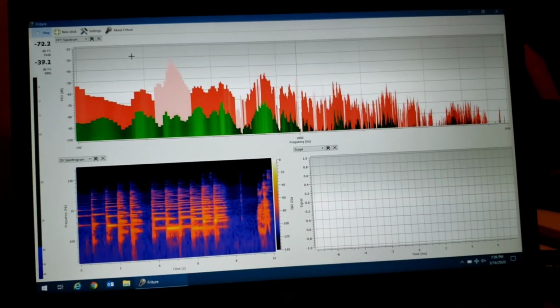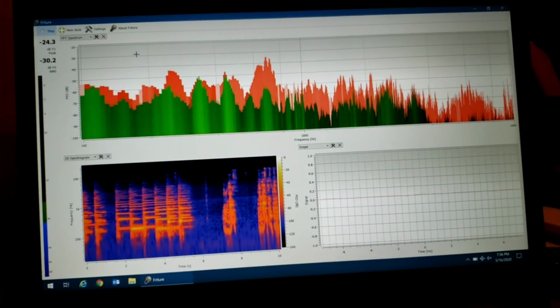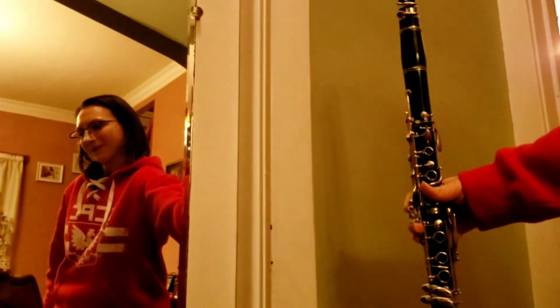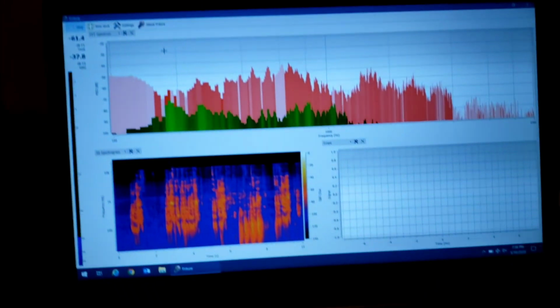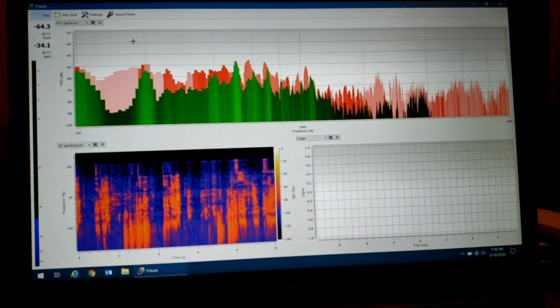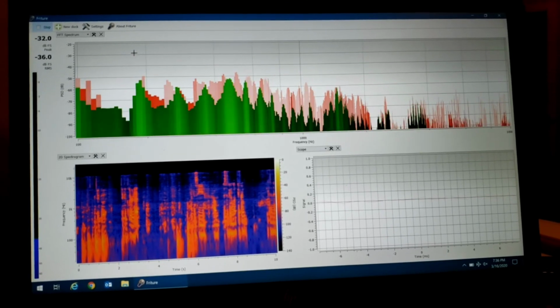Very nice. And the last instrument we can look at is a clarinet. So if we take a clarinet, we can see how this is going to look different because of the different sounds that it makes.